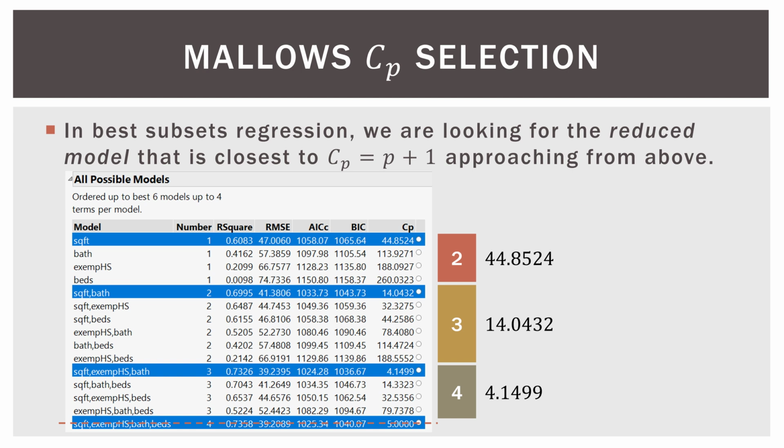Now, is 44.8524 close to 2? No. Is 14.0432 close to 3? No. Is 4.1499 close to 4? Well, yes. So there is how we would select our best model.